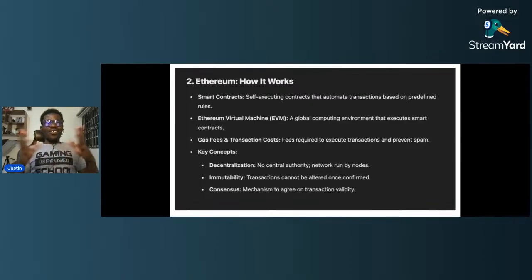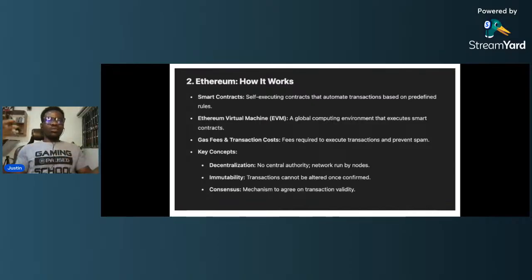Then there's immutability: it cannot be altered once confirmed. There are different stages; for instance, when I post a transaction on Ethereum, it goes through different states like confirming, finality, and the rest. But once it gets to the confirmed state, it can't be changed.